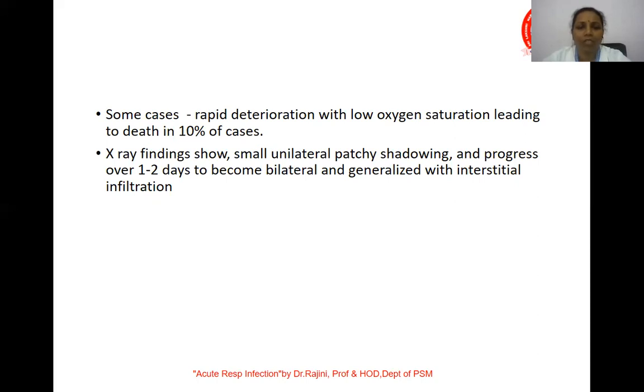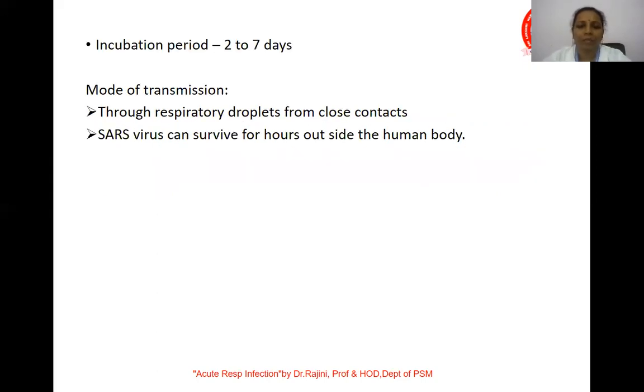X-ray findings show small unilateral patchy shadowing that progresses over 1 to 2 days to become bilateral interstitial infiltration. So in the X-ray we can see this patchy shadowing and infiltration in the lungs, and within 2 days it can become worse. The incubation period is 2 to 7 days, and the mode of transmission is through respiratory droplets from close contacts. That's why we say everyone should use a mask, follow social distancing, use hand sanitizer, and wash your hands with water and soap. And don't go close to anyone.